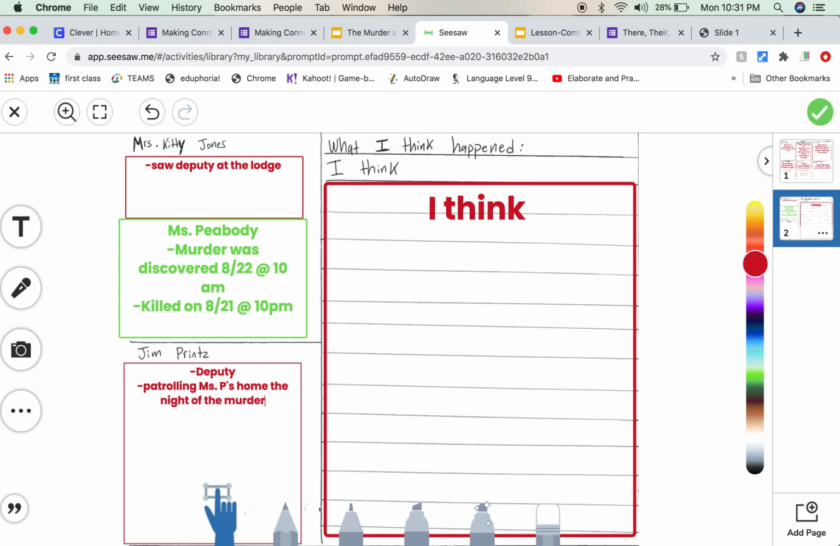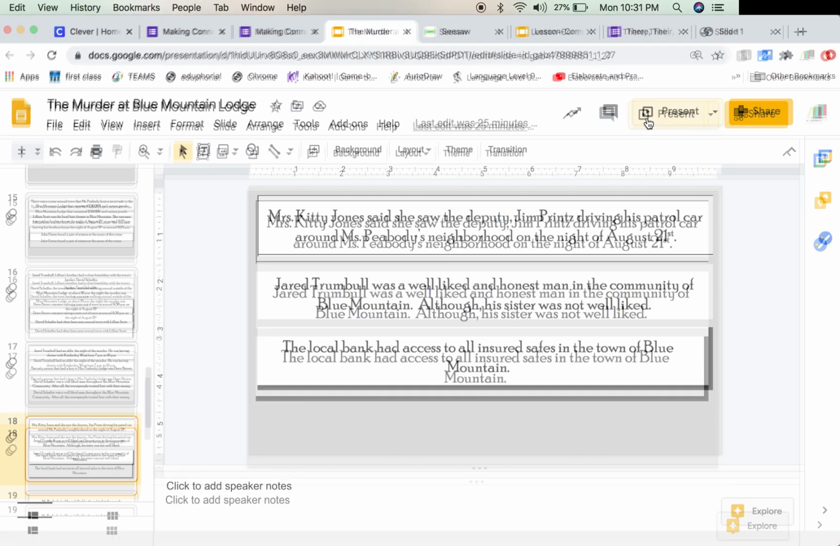Pause and write. Patrolling Miss Peabody's home the night of the murder. And Mrs. Kitty Jones saw the deputy, Jim, at the lodge. So pause and write, and let's look at the new clues.